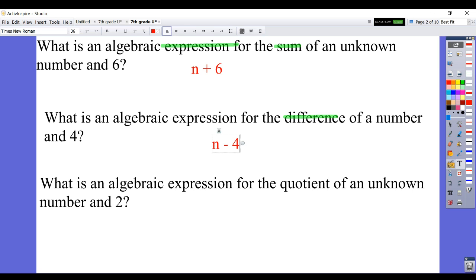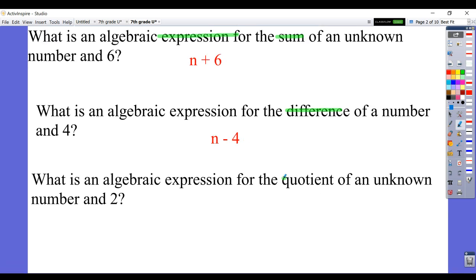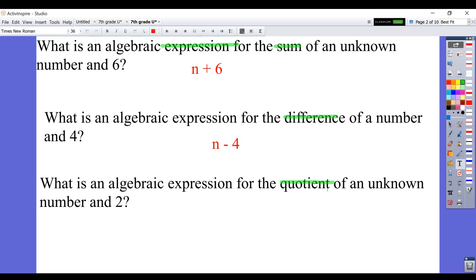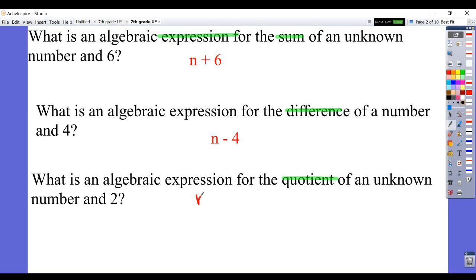Same thing with quotient. Quotient order matters. So we are dividing, because that's the answer to the division problem with quotient. And it's going to be the unknown number and 2. So you might write it this way, or you might write it with the fraction bar. That would be the same thing. What you don't want to do, though, is, again, make it 2 divided by n, because that would be a different order than what they're saying.